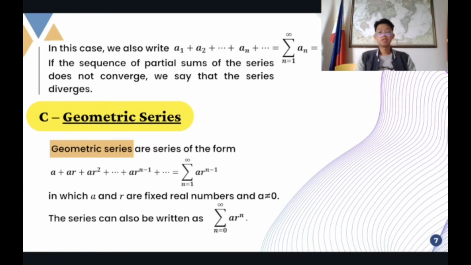C, geometric series. Geometric series are series of the form a plus ar plus ar squared plus ... plus ar to the power of n minus 1 plus ... equals the sum of ar to the power of n minus 1 from 1 to infinity, in which a and r are fixed real numbers and a is not equal to 0. The series can also be written as the sum of ar to the power of n from 0 to infinity.